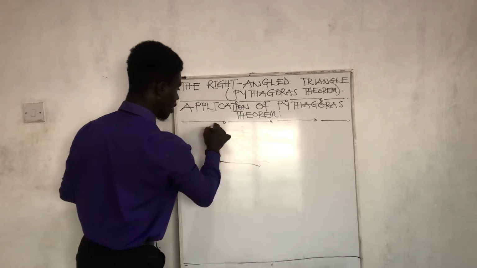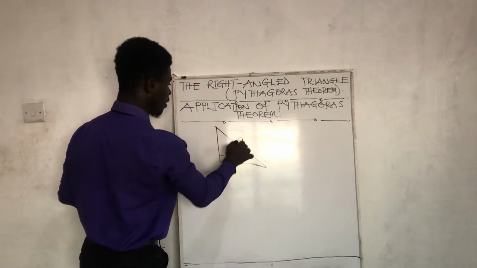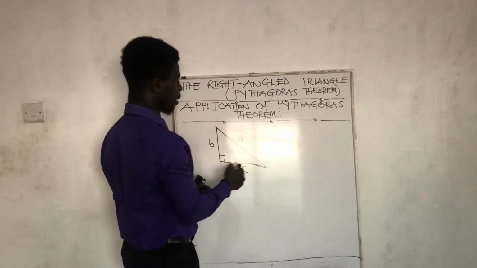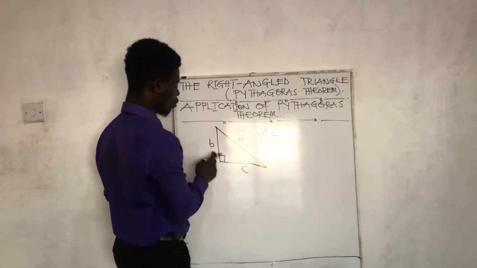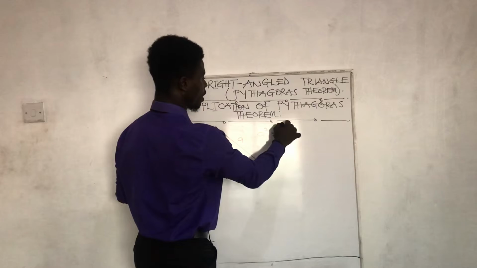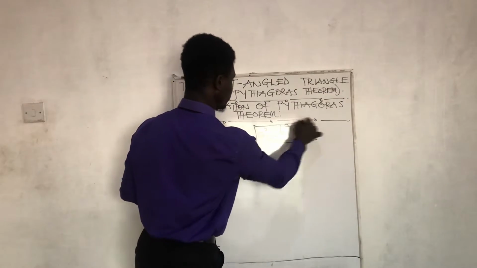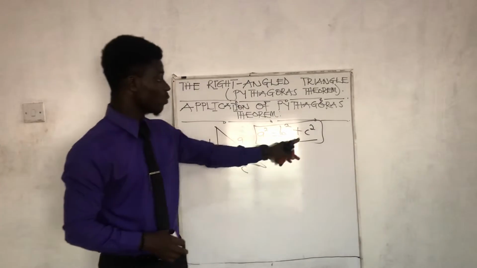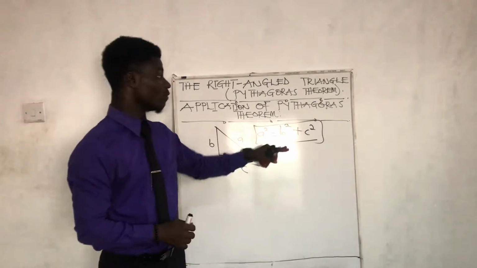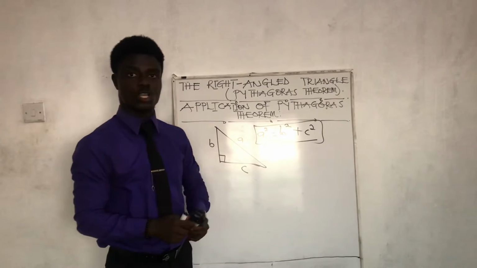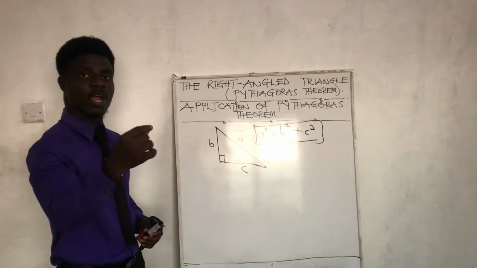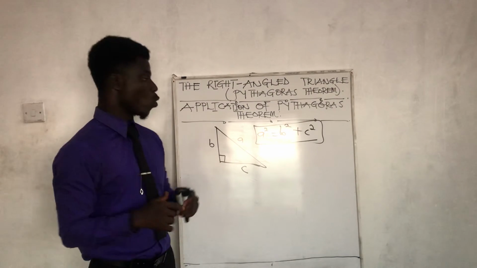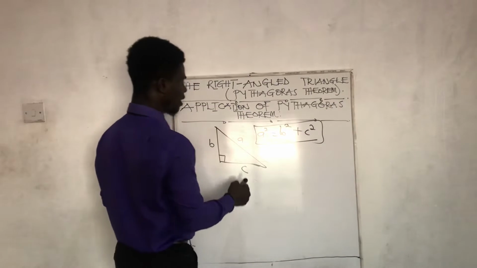So we have this 90 degrees, then we have A, B, then C. The square on this hypotenuse, A squared, equals the sum of the squares, that's B squared plus C squared. Now we can make A the subject, we can make B the subject, we can make C the subject of this relation. To make a variable the subject means to let the variable stand on its own. So now we can make A the subject here.